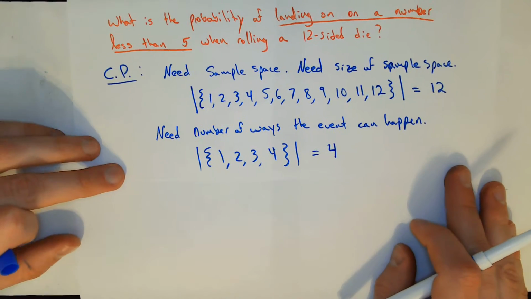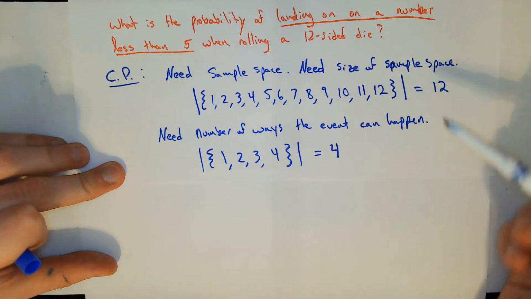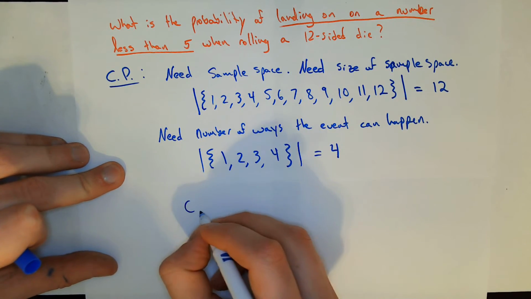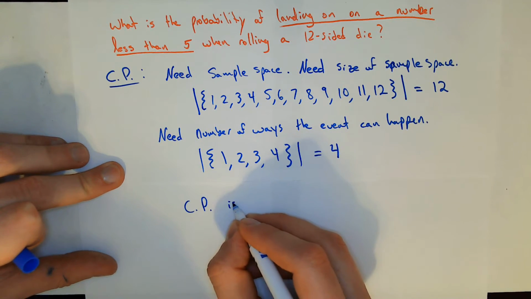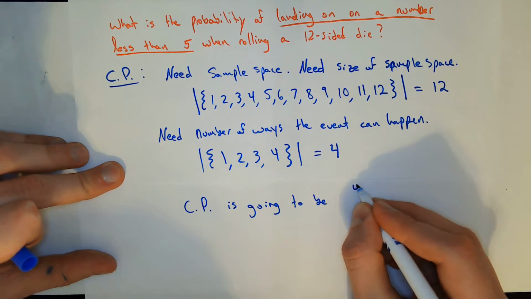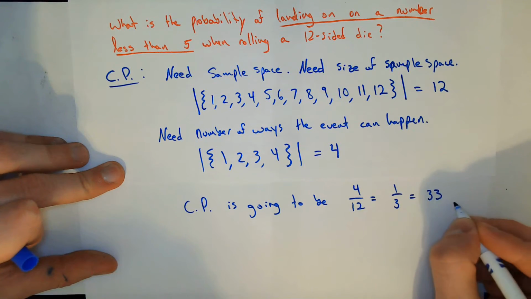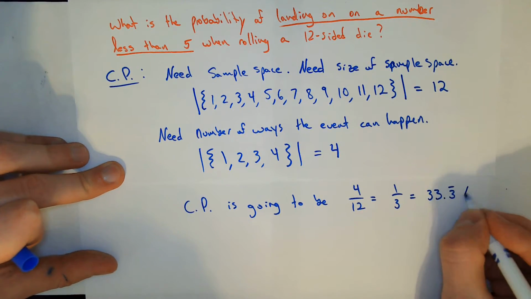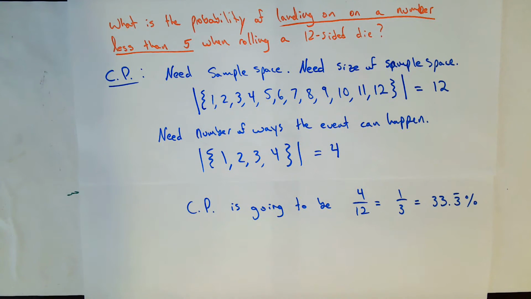All right, so my classical probability, which is this divided by this, is in this case 4 out of 12, which is 1/3, or 33.3 repeating percent. 1/3 chance. Cool.